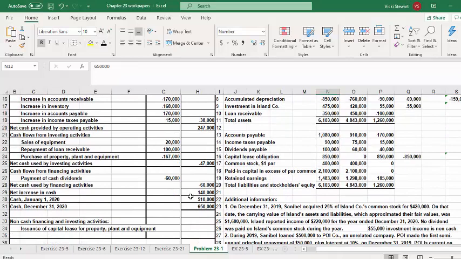to the balance sheet. And the last thing that we need to record is the non-cash financing and investing activity, which was the issuance of the capital lease for the property, plant, and equipment of $850,000. And that is the conclusion of the demonstration for problem 23-1B.